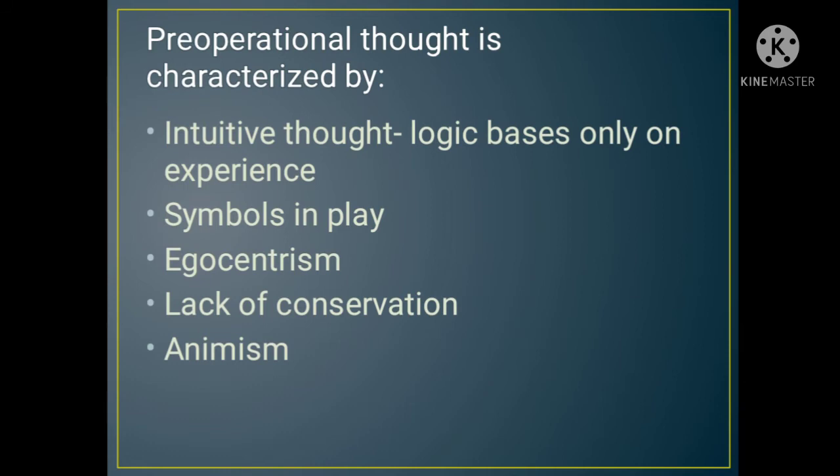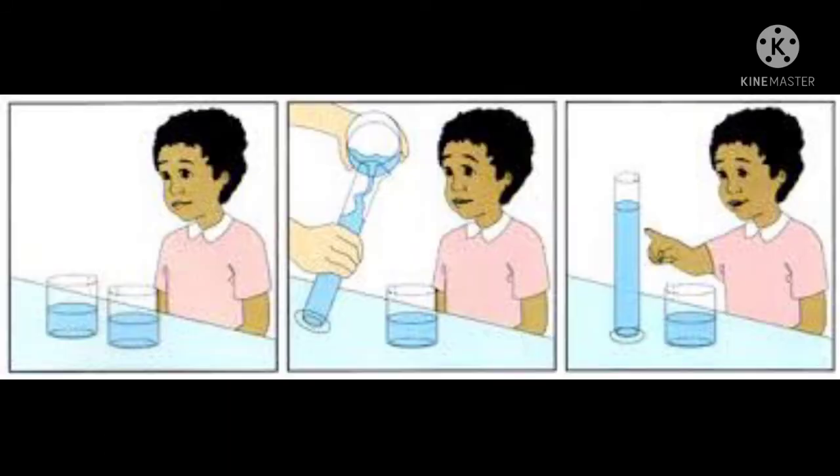Alright, then we have lack of conservation under the pre-operational stage. Concept that certain basic properties of an object, for example, volume, mass, and weight, remain the same even if its physical appearance changes. When we say lack of conservation, it is the tendency to only focus on one aspect, thing, or event. Like in this illustration, even if they have the same amount of water, nagpopokus lang ang isang bata sa isang bagay na kung saan ang mas mataas.